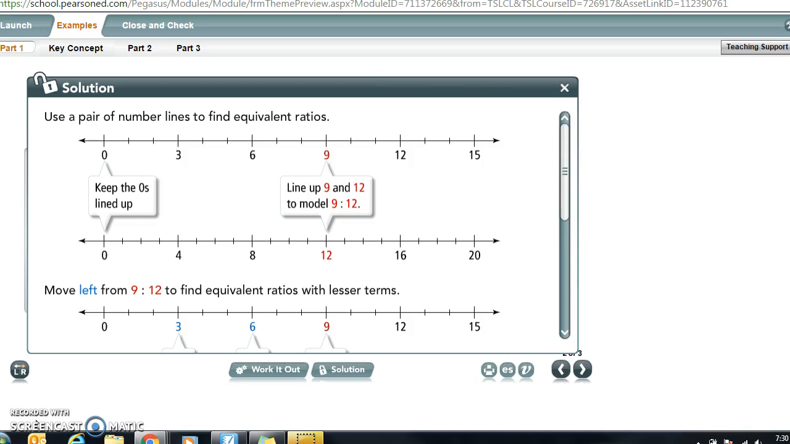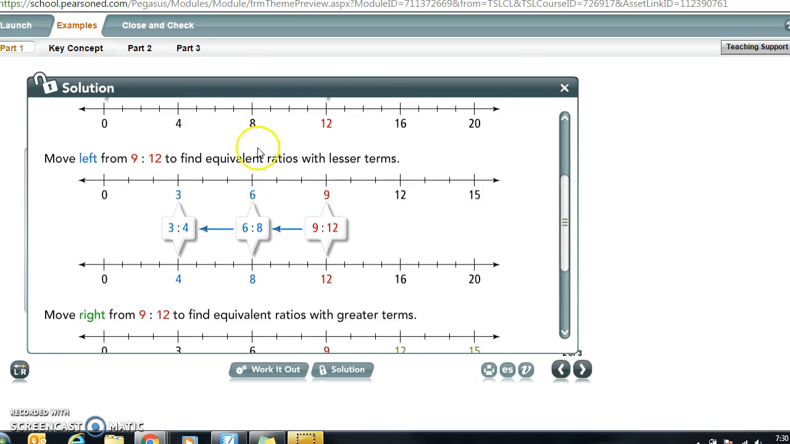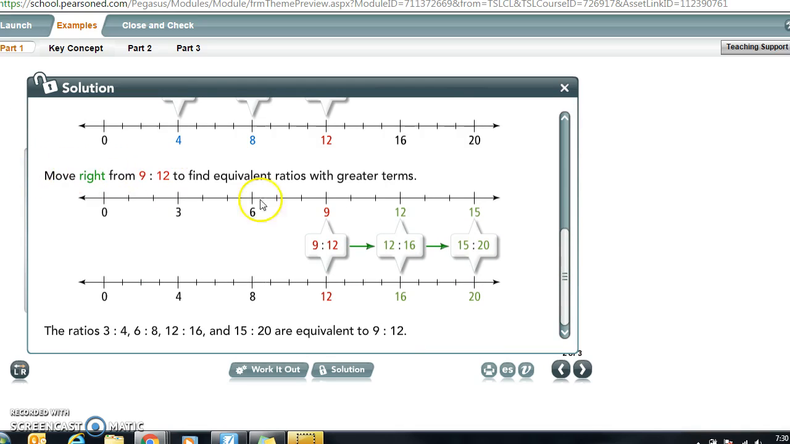So they asked us to find 9 and 12. So if I have 9/12 and I keep my zeros lined up, I know that two equivalent ratios equivalent to 9/12 would be 6/8, and those both simplify down to 3/4. So if you move left from 9 to 12 to find equivalent ratios with lesser terms, we have 6/8, 3/4. Now if you move right from 9/12, numbers are going to get bigger, so these are equivalent ratios with bigger terms. We have 12/16, 15/20, so the ratios 3 to 4, 6 to 8, and 12 to 16, and 15 to 20 are equivalent to 9/12. Make sure that's in your notes.